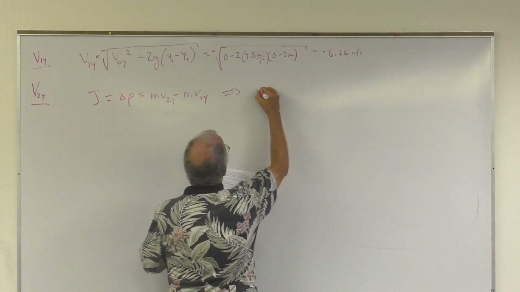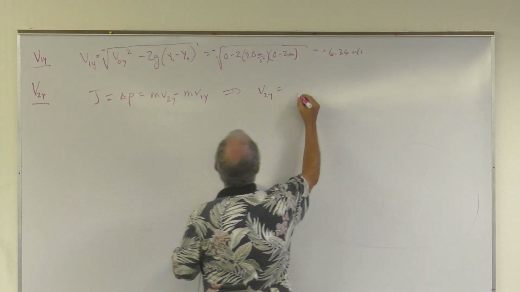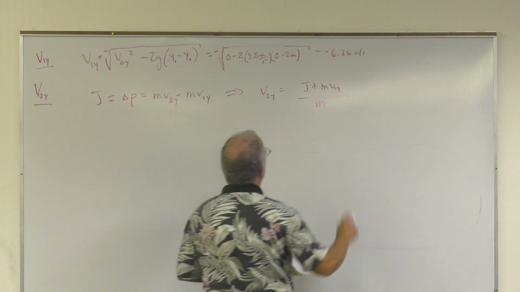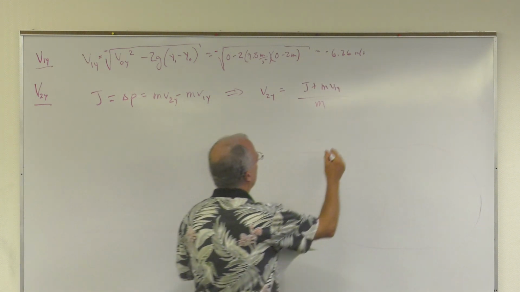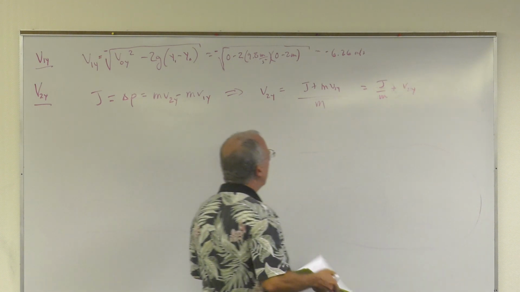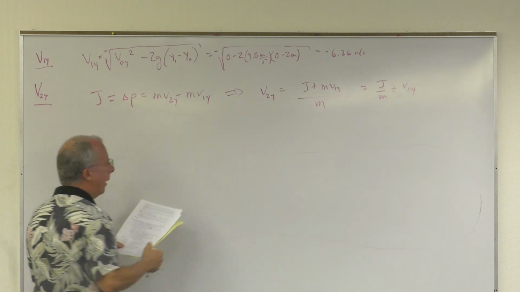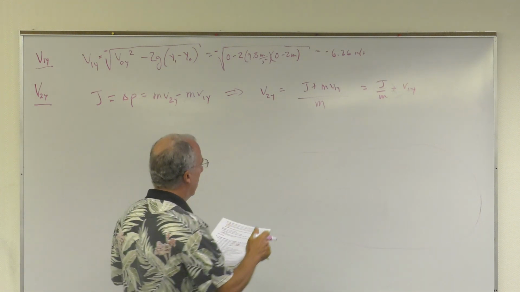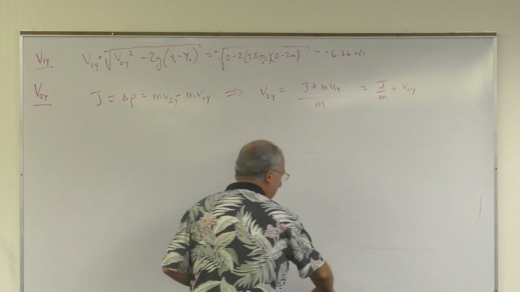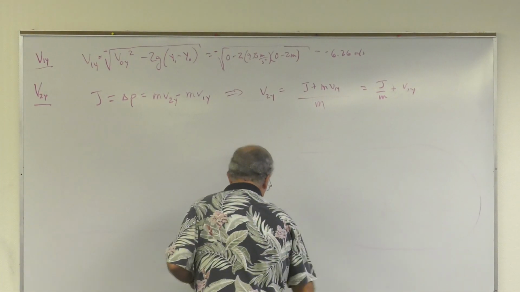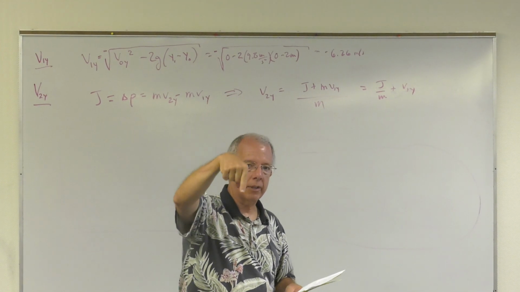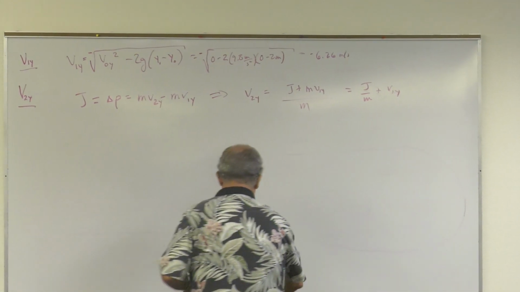So therefore, v2y equals J plus mv1y, divided by m, which is the same thing as J over m plus v1y. Okay, so now we know how to get v2y. And like we said earlier, in order to do that, we need to know the J, the total impulse. No problem. But again, there's two impulses: there's the normal force impulse, and there's the gravitational force impulse. Let's do this one first.